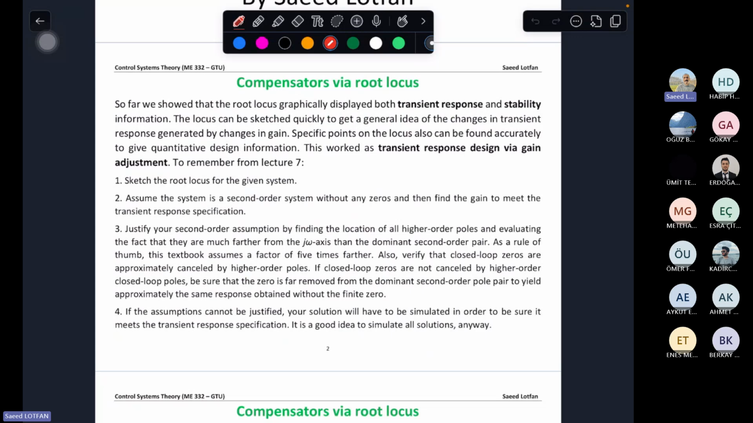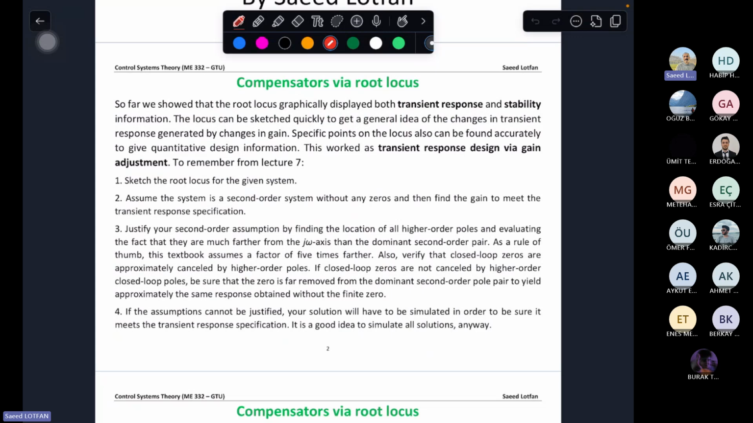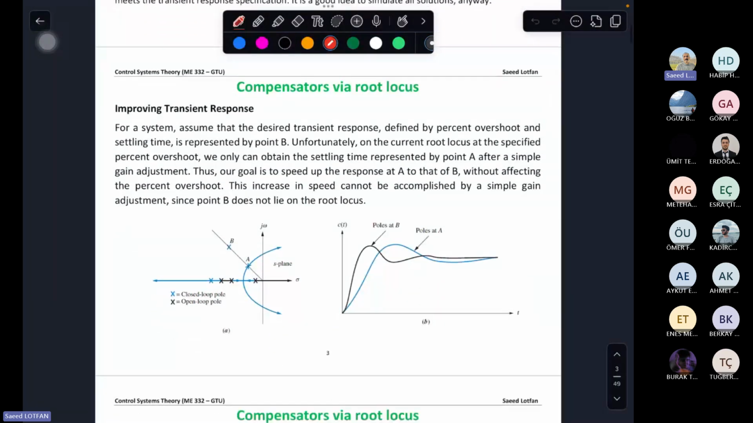Then we find the other poles. If the system is higher order, we find the other poles and check if our second order approximation works, if we have zero pole cancellation, or if we have extra zeros alone or extra poles alone in the left hand side with high absolute values, so that e to the power of minus sigma t goes to 0 fast. And if that does not happen, we have to do other ways of approximation. Now we want to continue with this design via compensators.